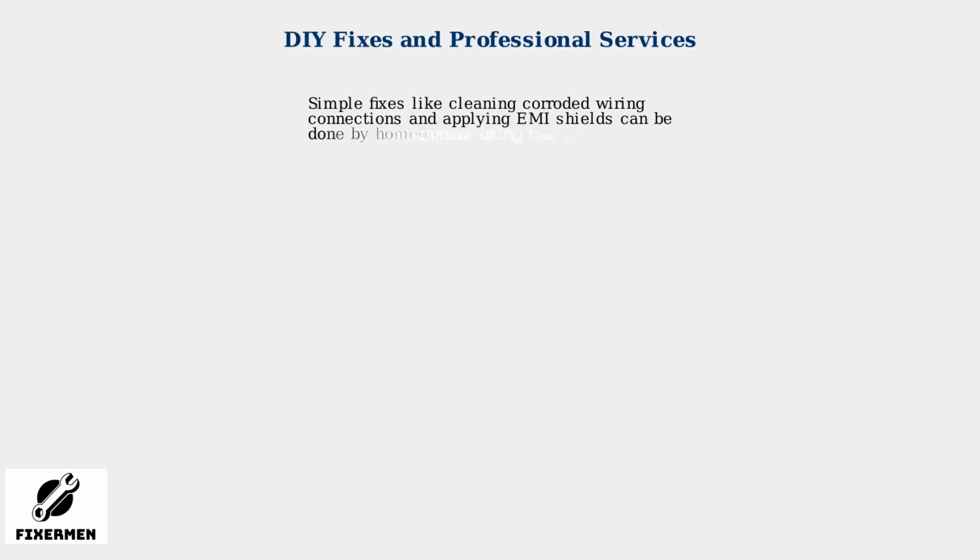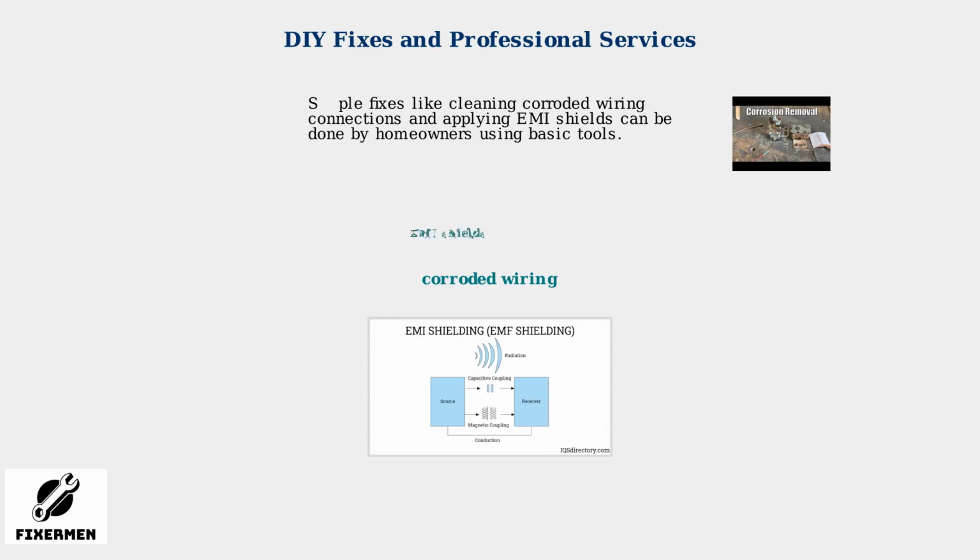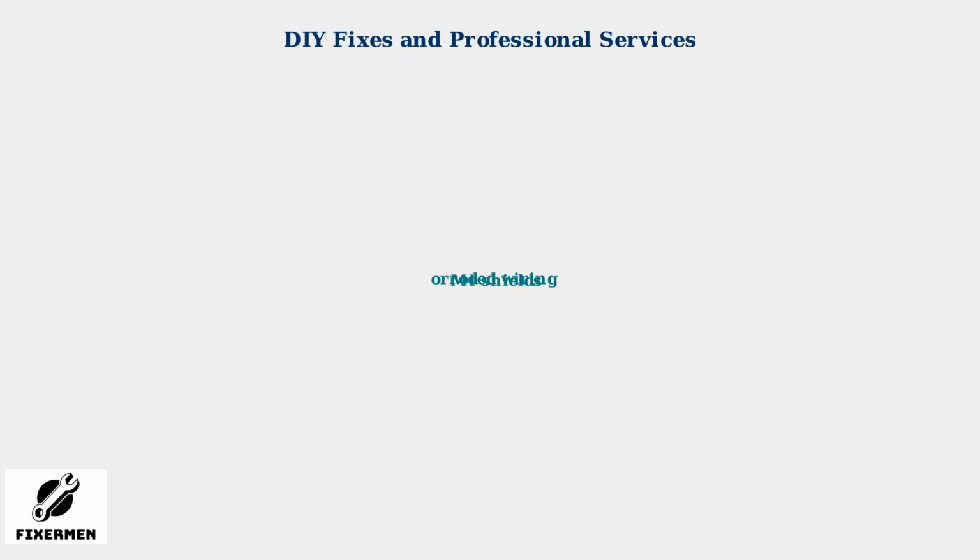Simple fixes, such as cleaning corroded wiring connections and applying EMI shields, can often be handled by homeowners with basic tools. These straightforward repairs typically address common causes of communication faults and can restore system functionality without professional help.